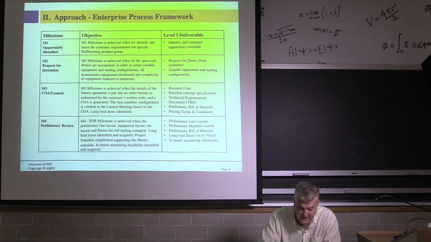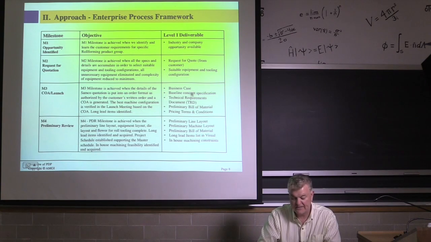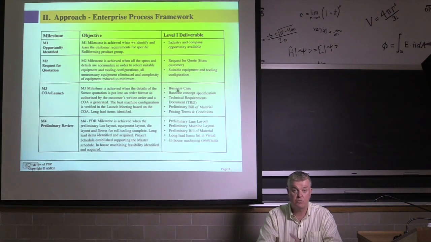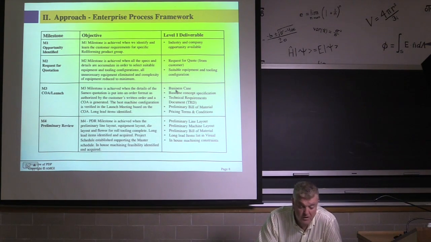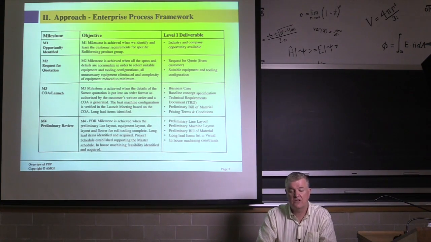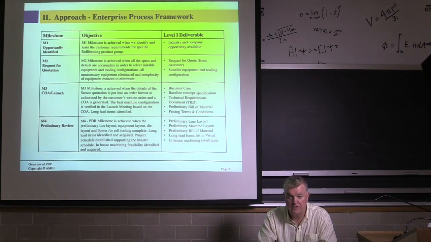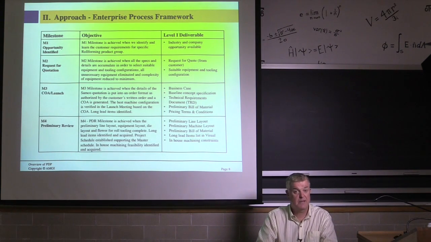The best machine configuration is verified. The launch meeting is based on the COA. Long lead items are identified. The output is the business case for why you're doing it. So you're going to charge $1 million for this particular machine. Your costs are going to be $800,000. You're going to have a $200,000 profit. That's a big profit, I might add.